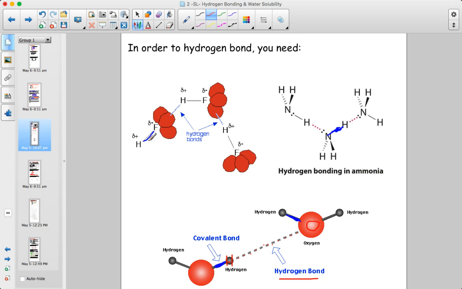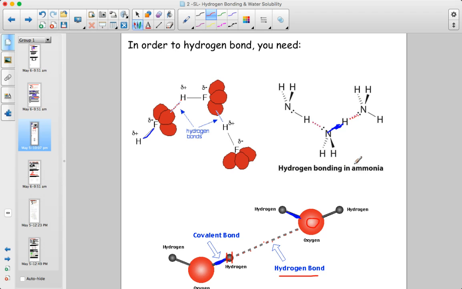Same thing for H and F. So this is an HF molecule. These red balloon-looking things are orbitals holding electrons. And the dotted line here is the hydrogen bond, and it's attracting the H on one molecule to the F on the next molecule. Okay? Same thing for the ammonia. The covalent bond is between the N and the H. That's inside of a molecule. The hydrogen bond is this dotted line that goes from the H on one molecule to the N, the lone pair on the N on the next molecule.